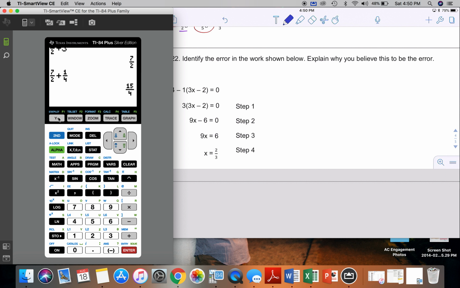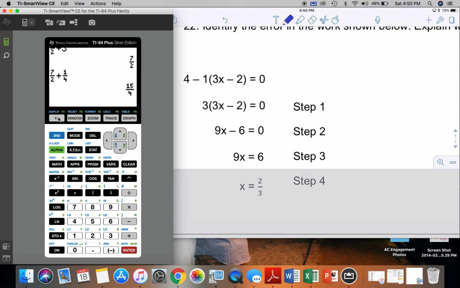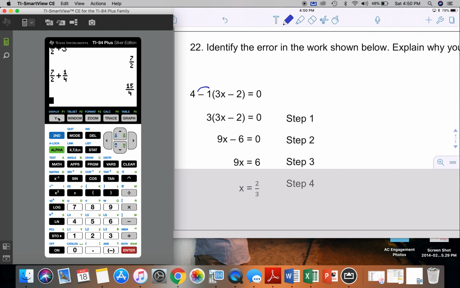Problem 22 asks me to identify the error in the work shown below. Explain why this is the error. So my first step is to take -1 and distribute. So I have 4 and -1 times 3x, -1 times -2, and that would equal 0.